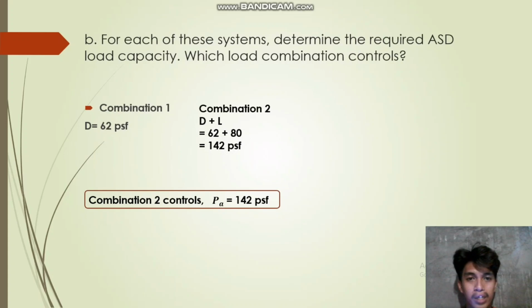Next, letter B. For each of these systems, determine the required ASD load capacity. Which load combination controls? Combination number 1 is equal to the dead load, which is 62 PSF. At combination number 2, the dead load plus live load is equal to 62 plus 80, equal to 142 PSF. Therefore, combination 2 controls. Pa is equal to 142 PSF.